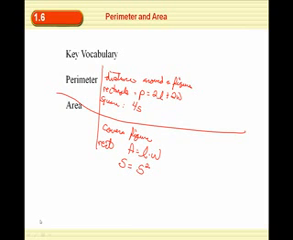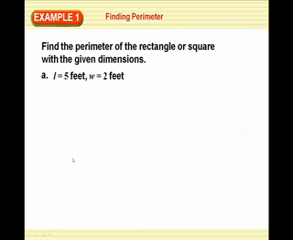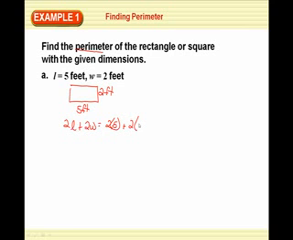So let's incorporate that into a problem. So we have a rectangle here, maybe, whose length is 5 feet. I'm going to draw a picture. And width is 2 feet. Okay, so we're supposed to find the perimeter of the rectangle or square with the given dimensions. So it's a rectangle, so the formula they gave us was 2L plus 2W. So 2 times the length, which is 5, plus 2 times the width, which is 2. That's 10 plus 4. Notice we have order of operations. I'm multiplying before I add, and it's in feet, so it's just 14 feet.